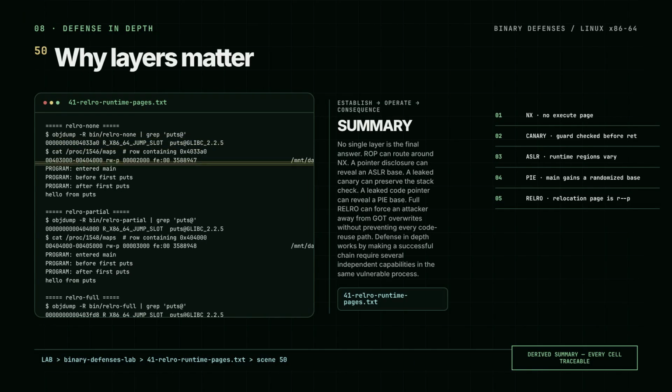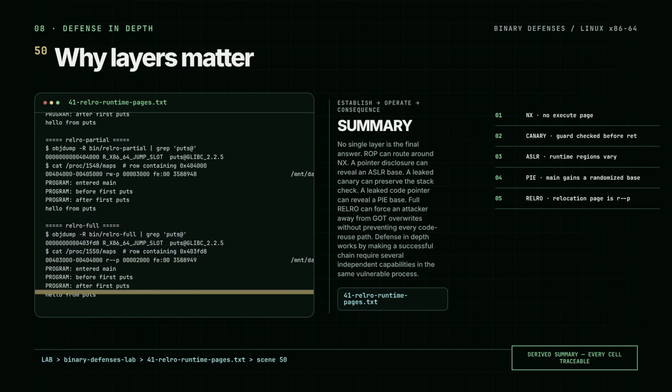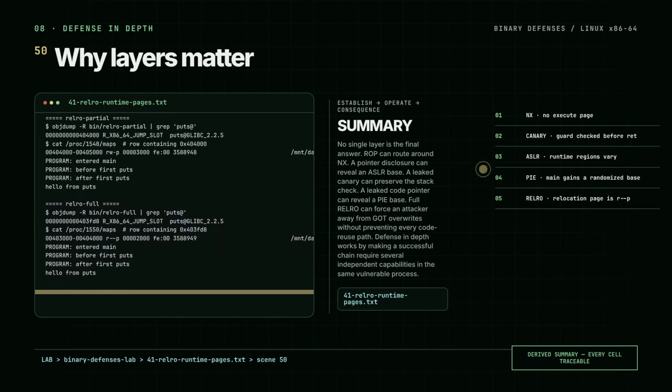No single layer is the final answer. ROP can route around NX. A pointer disclosure can reveal an ASLR base. A leaked Canary can preserve the stack check. A leaked code pointer can reveal a PIE base. Full RelRow can force an attacker away from GOT overwrites without preventing every code reuse path. Defense in depth works by making a successful chain require several independent capabilities in the same vulnerable process.